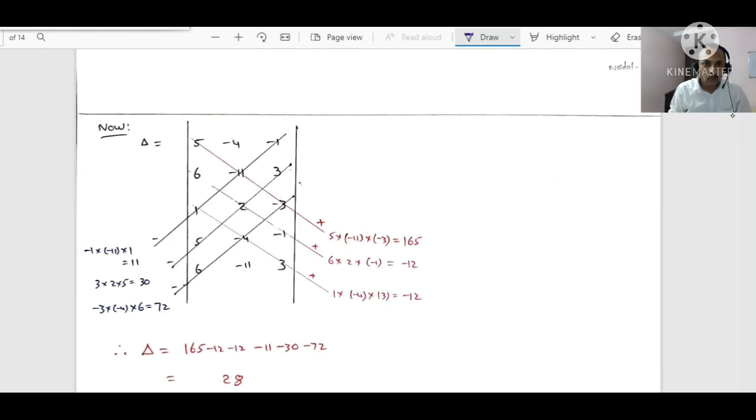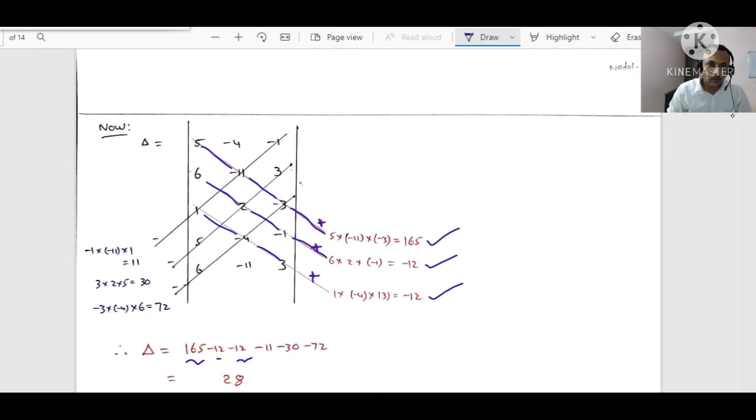Now let me simply multiply this. 5 into minus 11 into minus 3, 165. 6 into 2 into minus 1, minus 12. 1 into minus 4 into 3, minus 12. Very fast you can do. All these values add up: 165 plus minus 12 plus minus 12.